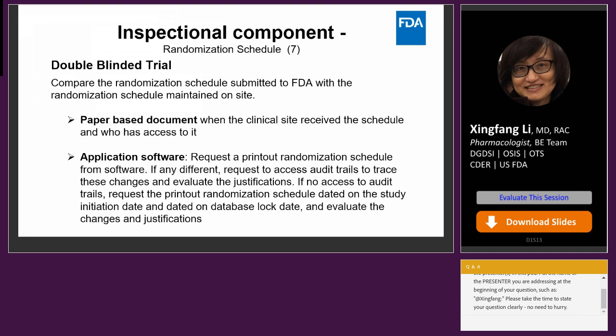If there is no access to the audit trail, for example, when the study is closed, the investigator requests the printout of the randomization schedule dated on the study initiation day and the randomization schedule dated on the database lock day, and evaluates the changes and the justification.